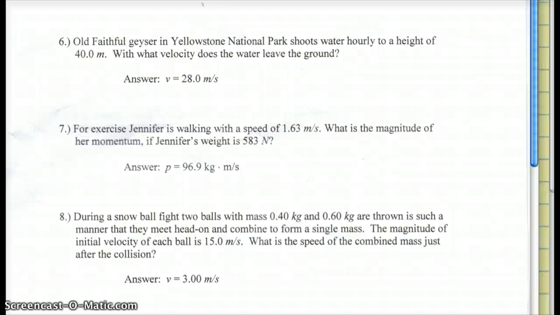Okay, this is problems number 6 through 10. We're going to try to get all the way through all of them. So I'm going to go a little quickly, but hopefully you can catch on.